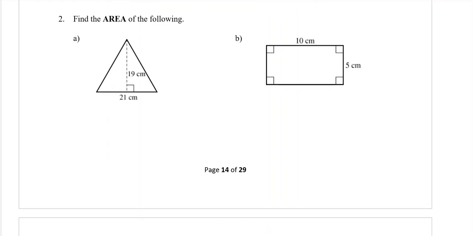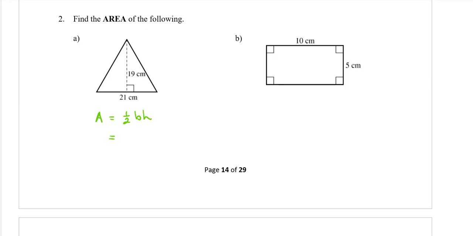Question 2, find the area of the following. So there's going to be a lot of different shapes here. And every time you see these kinds of questions, I want you to do 3 lines of working out. The first line is the formula. You need to be able to correctly identify the shape and know which formula to use. This first shape is a triangle. The formula for a triangle is A equals half BH.